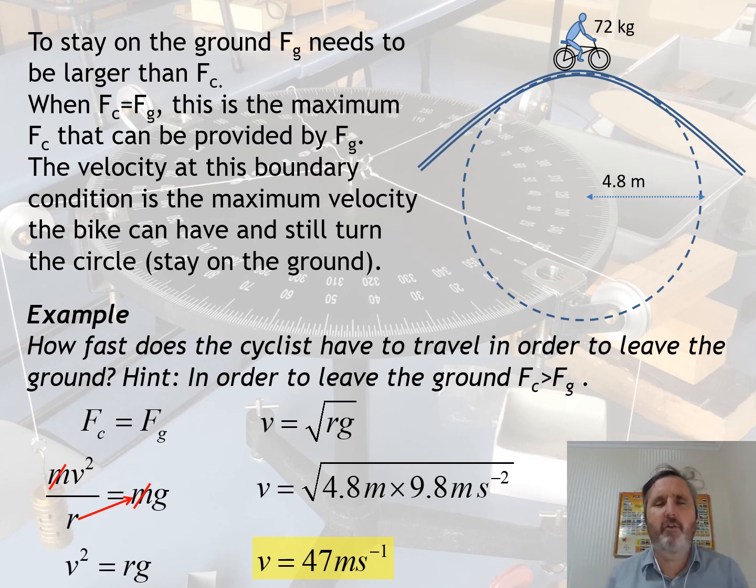Just about every single question we have about this will be finding the boundary. What is the point at which you would leave the ground, or what is the minimum speed that you would have to have to get around the loop? And this is the focus of most of the questions on vertical motion.